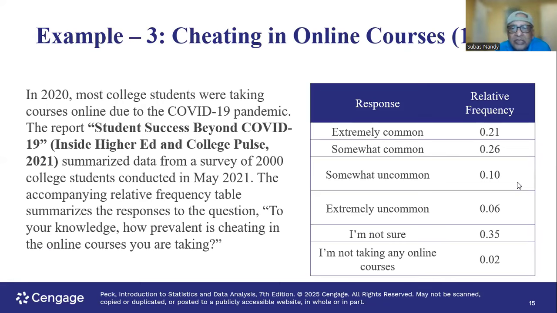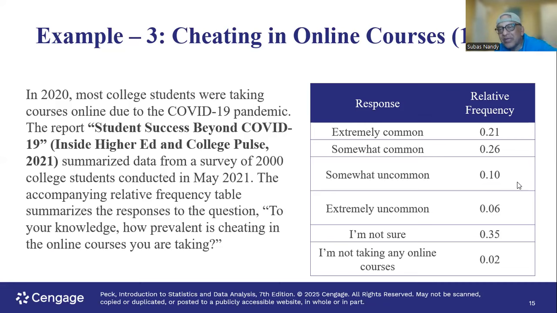So what are they looking at? Cheating in online courses. In 2020, most college students were taking courses online due to COVID-19. Summarized data from a survey of 2,000 college students conducted in May of 2021. The accompanying relative frequency table summarizes the question: to your knowledge, how prevalent is cheating? And there are six categories of response horizontally.